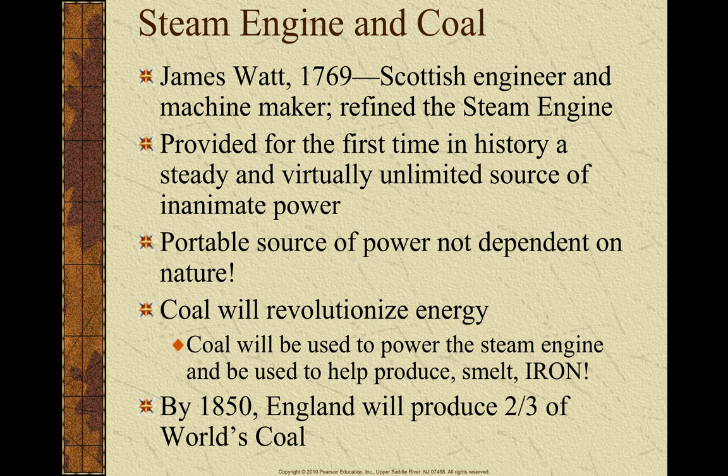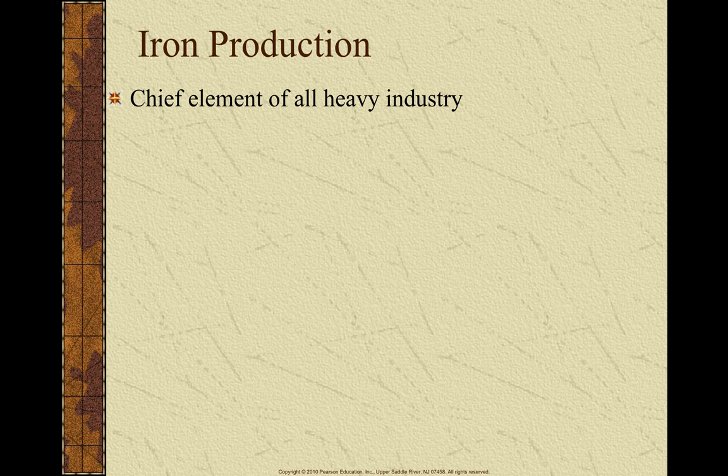By 1850, England produces 66.66666% of the world's coal, two-thirds of the world's coal. So England is going to be the economic giant, but up to a point. Germany is coming, and the U.S. Iron production is the chief element of all heavy industry in the first part. We're going to see both coal and iron supplanted by oil and steel in the late 1850s and 1900s. It's no longer going to be iron and coal, but oil and steel.